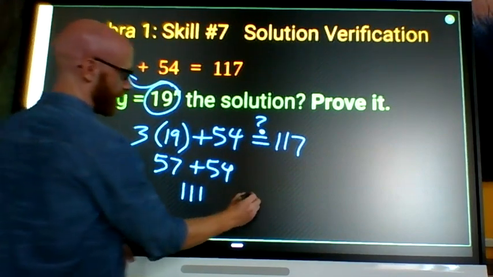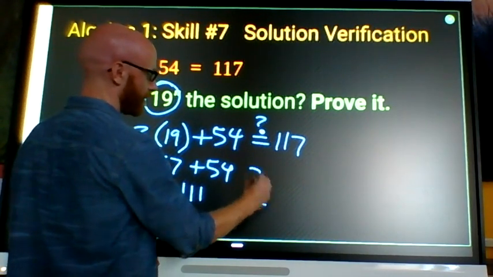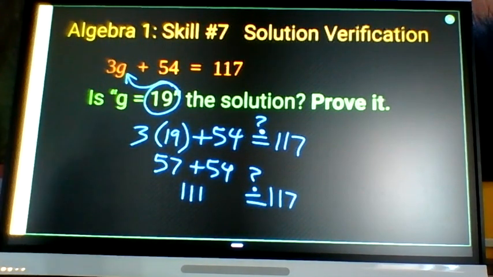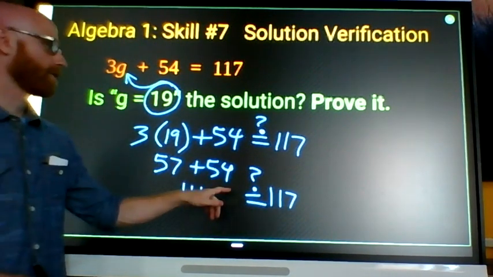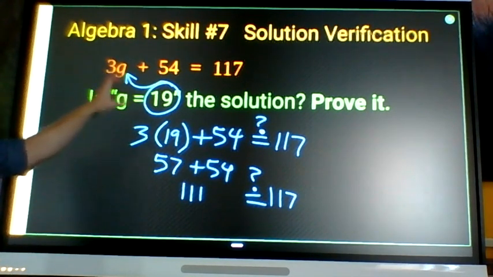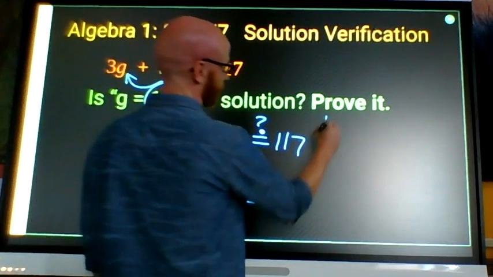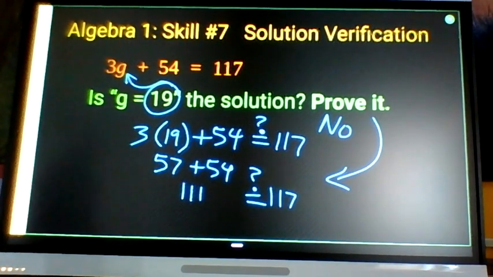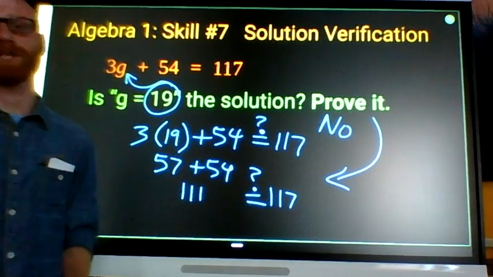So, does 111 equal 117? Well, they're close to each other, but they're not equal to each other. So is g equals 19 the solution? No. Prove it? I just did. That's how this is going to work.